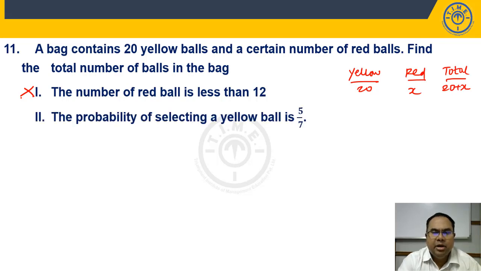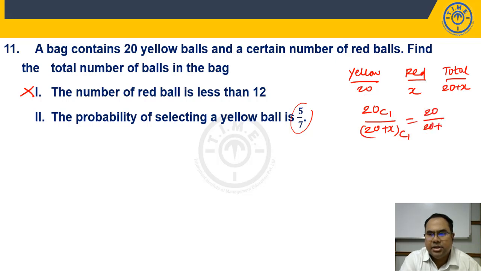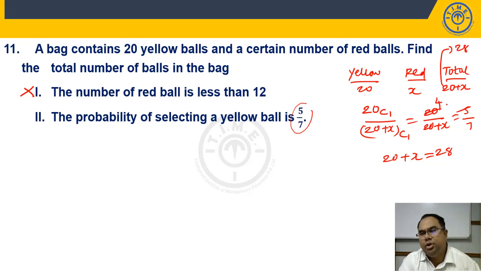Look at the second statement. Probability of selecting a yellow ball is 5 by 7. What's the probability of selecting a yellow ball here? 1 ball, 20C1 by total balls, 20 plus X C1. It is nothing but 20 by 20 plus X. This is given as 5 by 7. 5 goes 4 times. So I'll get 20 plus X is equal to 28. Don't solve further. We want only this value, right? Total 28, the 20 plus X value. If we simplify, X is equal to 8.